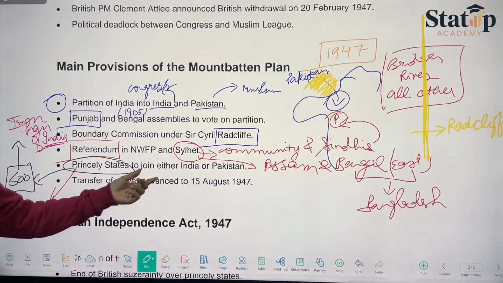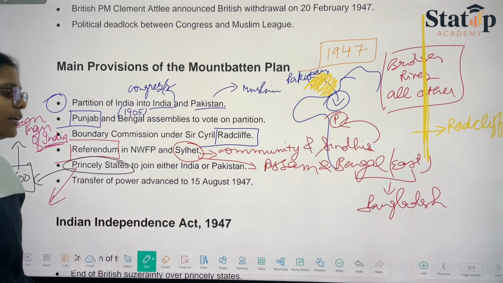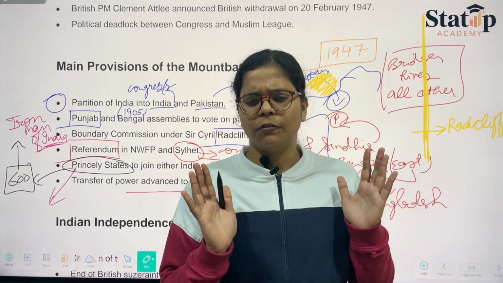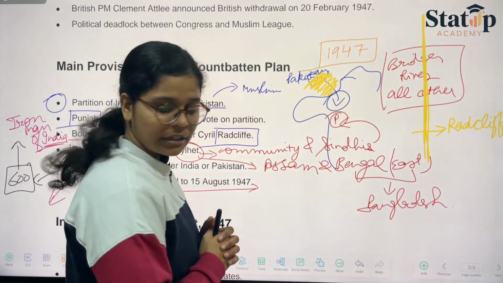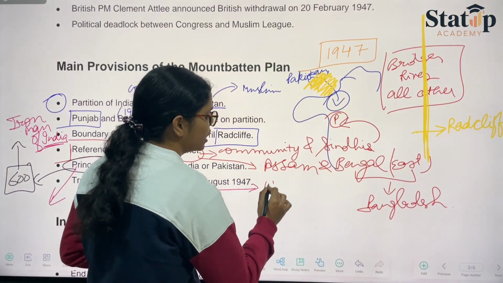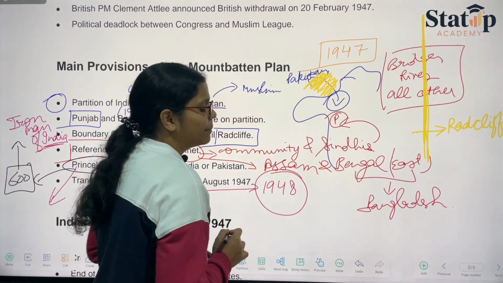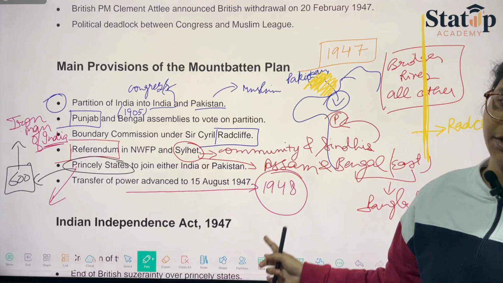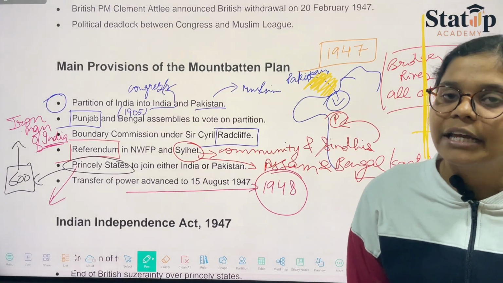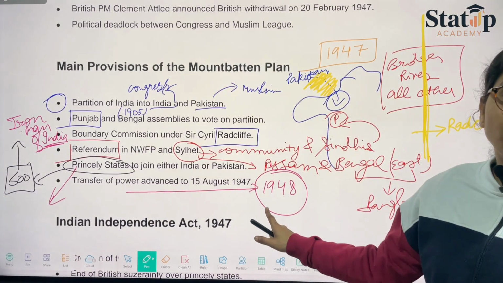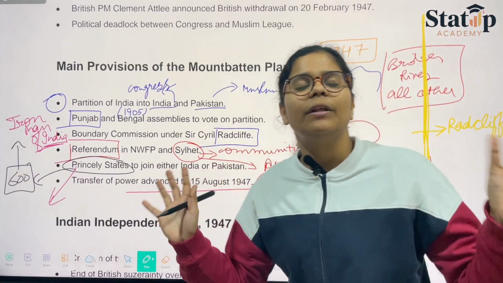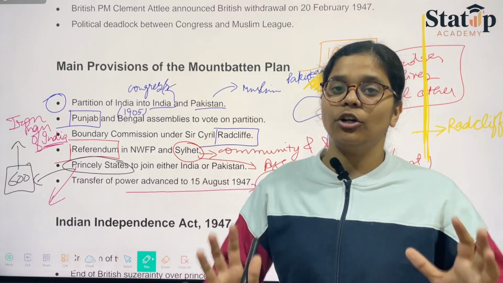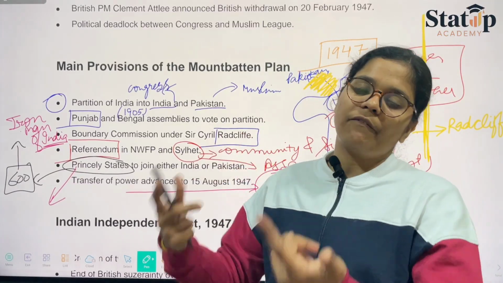Then we have the transfer of power advanced to August 15, 1947. The British government said that if you really want independence, you need to take your power from us before 1948, because if you do not take power from us before 1948, we will make someone else the leader and give the ownership of this country to someone else.